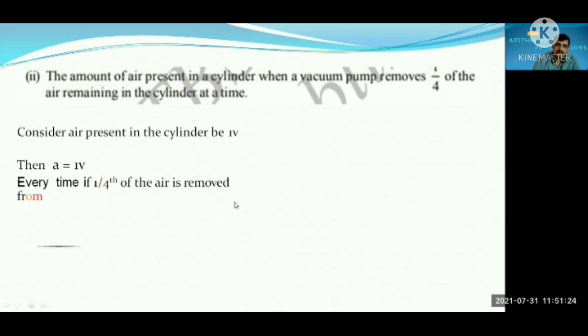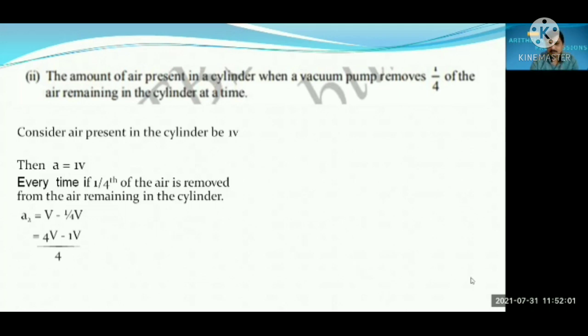Every time we remove 1/4 of the air present in the cylinder. The second time, if we remove 1/4 of the air from 1V, see what we get. A2 is equal to the air remaining in the cylinder the second time, which will be V minus 1/4 of V. That V means 1V. One is a natural number and the other is a fraction, so we should take the LCM. The LCM becomes 4.